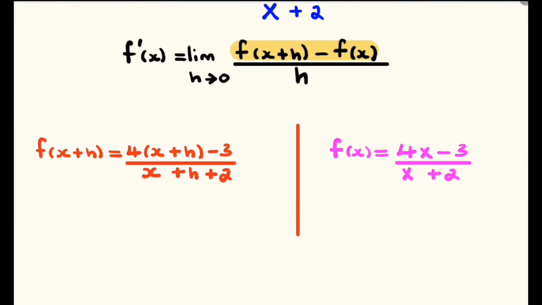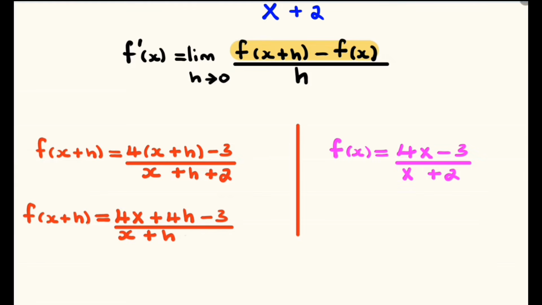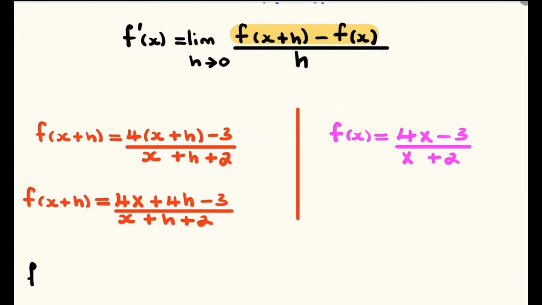Our f of x plus h, we simplify and it will be equals to, so we distribute the 4, and 4 multiplied by x is 4x, and 4 multiplied by h is equals to 4h. We have the minus 3, and in the denominator we have the x plus h plus 2. So now we have f of x plus h.